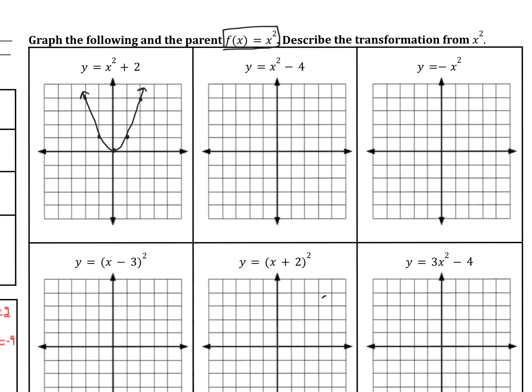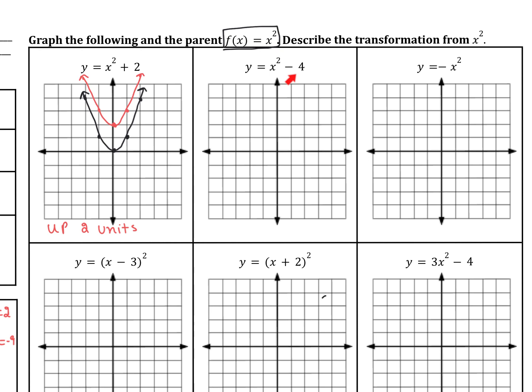Plus 2 at the end of the function means that you're going to move the graph up 2 units. It means that this graph is wholly shifted up 2 units, and after that you just follow the pattern 1 1, 2 4, 1 1 and 2 4 to get the graph of this translated graph.